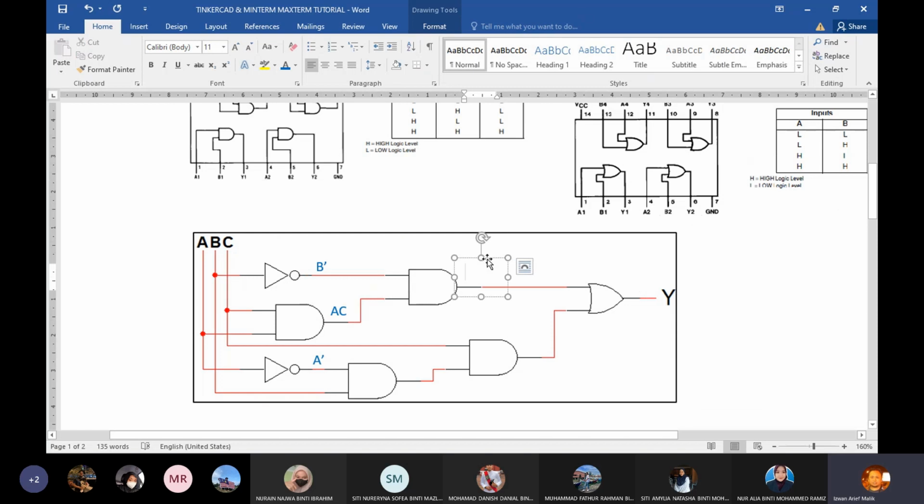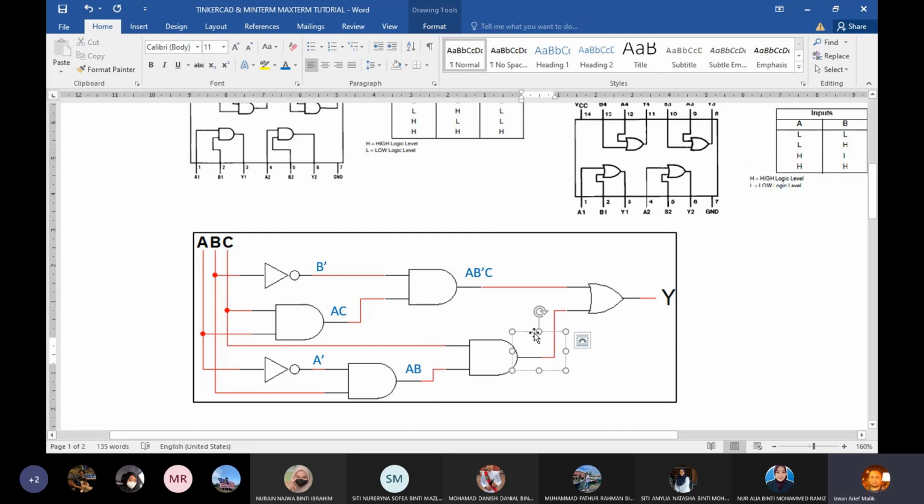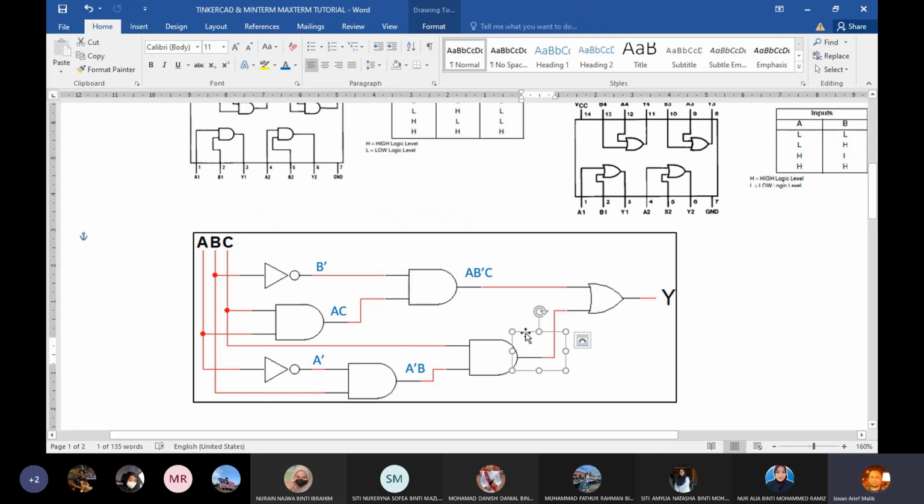Yang ini adalah A, B bar, C. This is A bar dengan B. This is A bar, A bar. This is A bar B. Then this is A bar B, C.